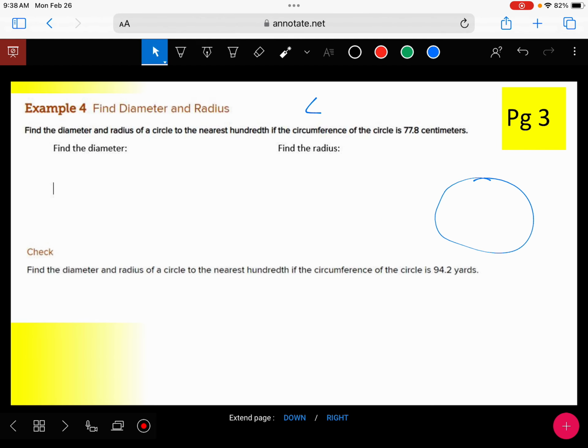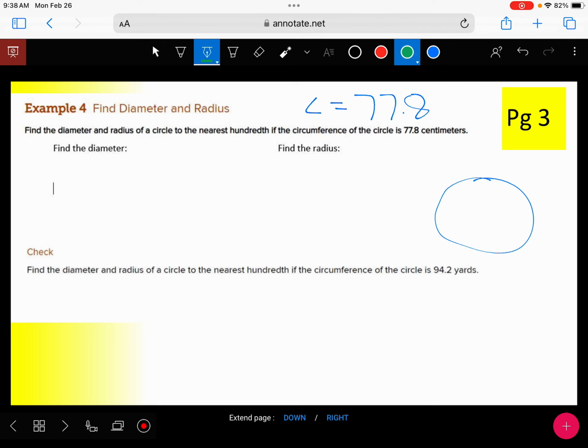So our C, the circumference, is 77.8. And we need to find the D, or the diameter, and the R, or the radius.